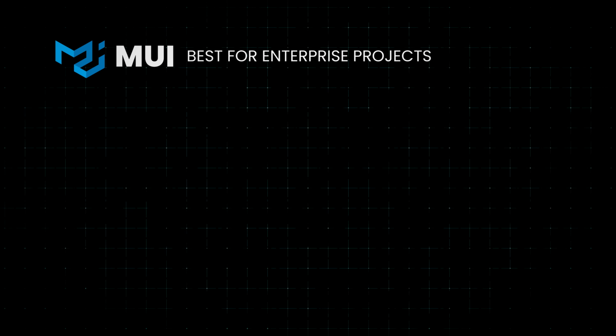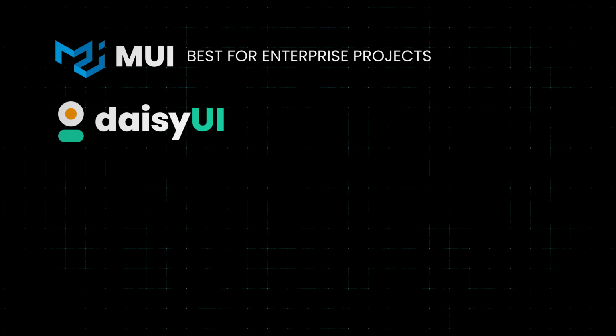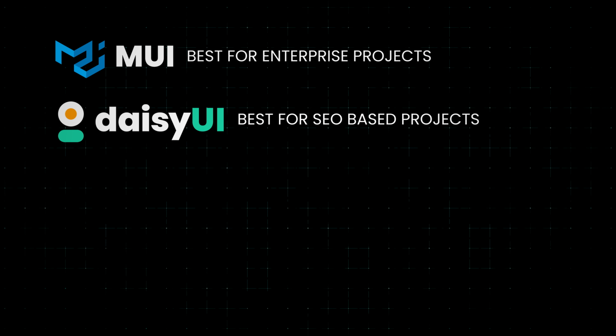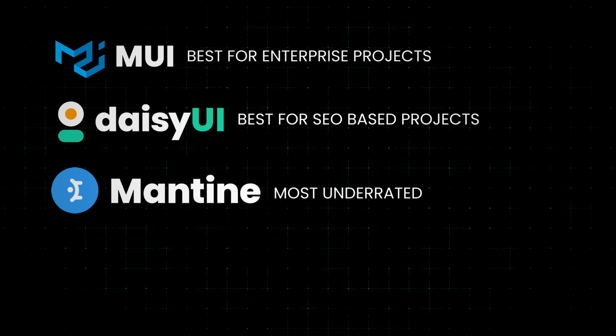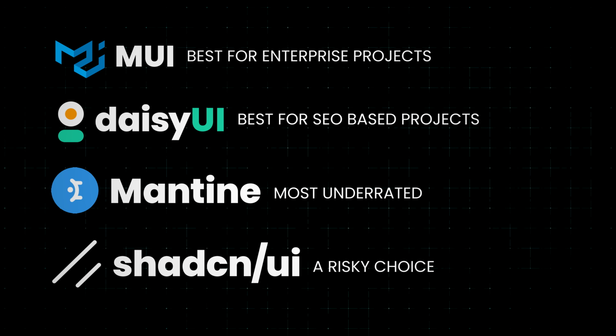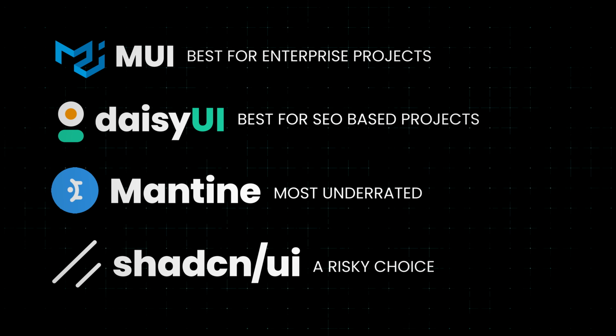If I want to summarize and give my opinionated choices, MUI is my go-to component library for enterprise projects. If I want to create a very SEO-friendly and performant project, I'm going to use DaisyUI. Mantine is also one of the newer component libraries that I became familiar with recently, and I fell in love with it very quickly. In my opinion, currently it's very underrated. Also, shadcn might be a very risky choice, but if you choose it wisely, it can be really rewarding for your project based on your specific requirements.